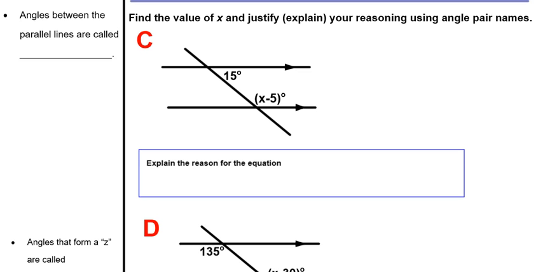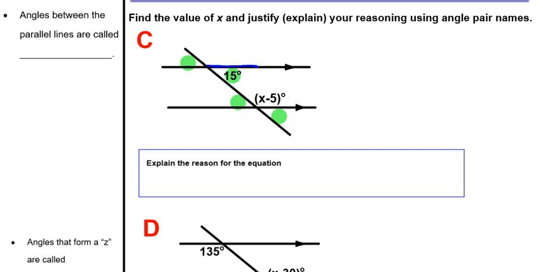So on this guy right here, we will be finding the value of x and justify, explain your reasoning using angle pair names. So if I look at this, the first thing that I notice is that we have that 15 degrees right there. And until I'm super comfortable with this, I would fill in all of the 15 degree marks. And the one thing I notice is that the x minus 5 does not have my green dot on it.